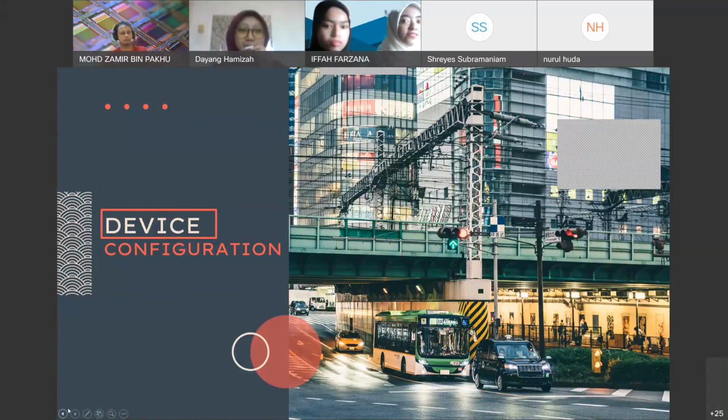Okay, I am Dayang Hamiza binti Ahlib, and I am going to present on device configuration.